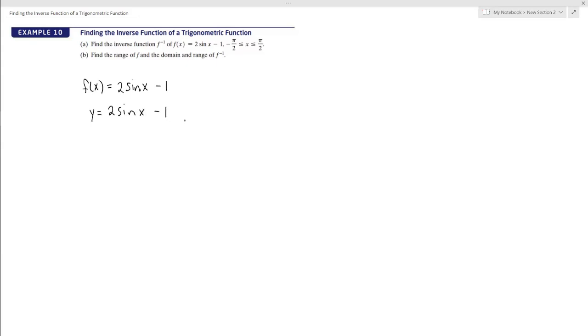minus 1. Okay, and now to find the inverse, I'm going to replace all y's with x's and all x's with y's. So x equals 2 sine y minus 1 is what we'll begin with. And now we have to solve for the y that we created. So we want to isolate the term and then we'll take the inverse sine. So I'll just add this one over here and we get x plus 1 equals 2 sine y. And we'll divide by 2.